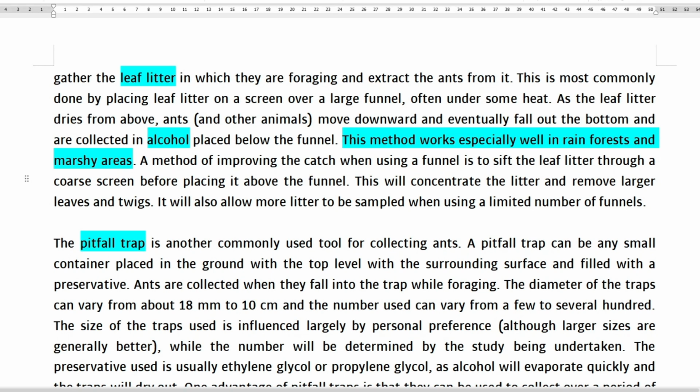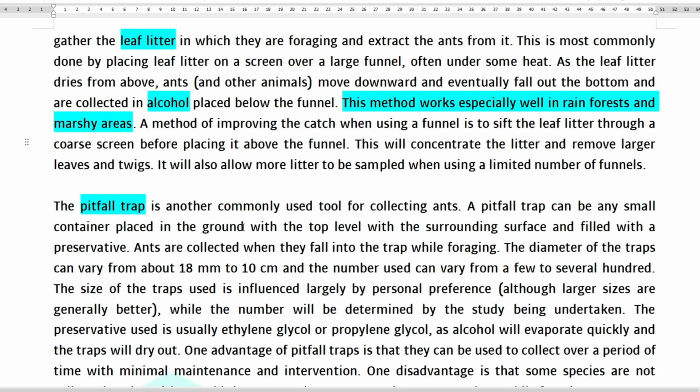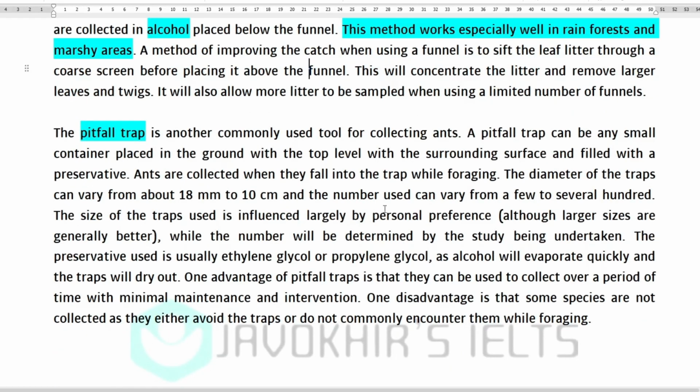This is most commonly done by placing. So little time and effort is required. I saw it somewhere. A little time or effort is required. So did I read it right down here?